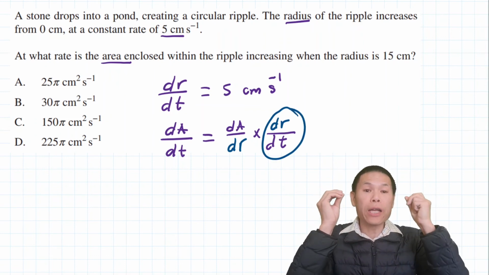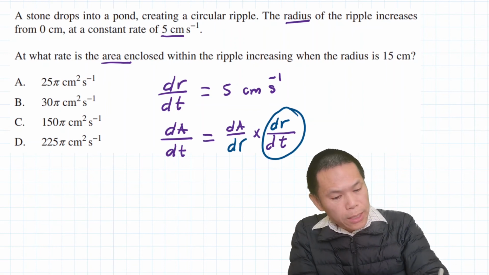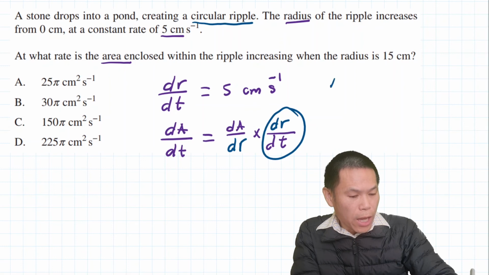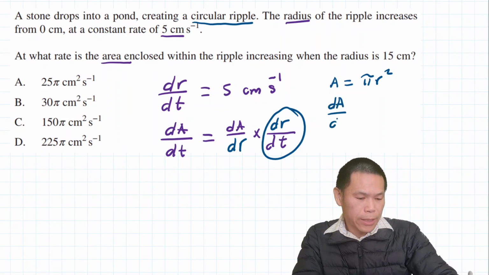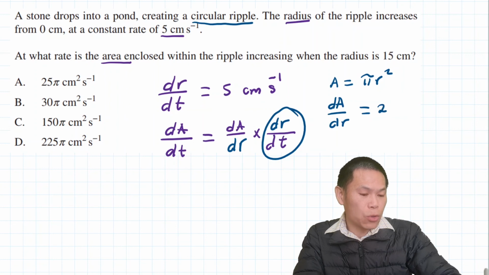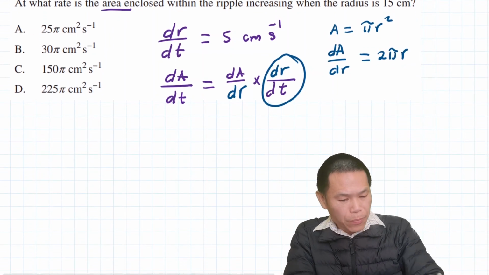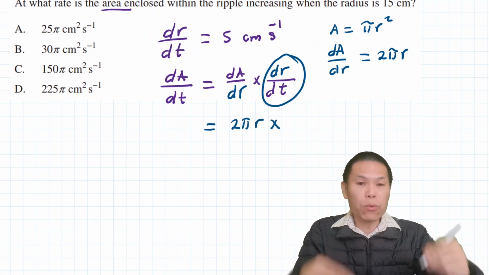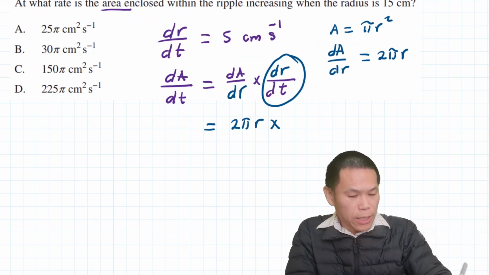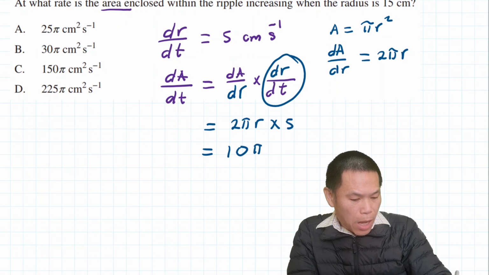So now we just need to find dI/dr. And we know the area of a circle, because it said circular ripple, is pi r squared. And then we just differentiate it. So dI/dr is the 2, bring it down, becomes 2 pi, and we less 1, so 2 pi r. So this will give me dI/dr is 2 pi r. And then we need to times by the rate of change of the radius, which is 5, dr/dt. So that will give me 10 pi r.